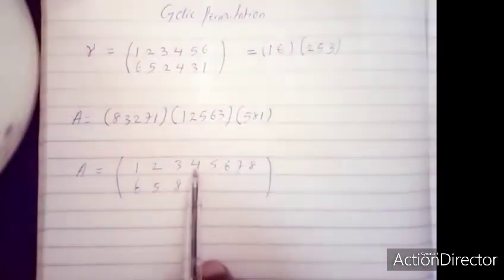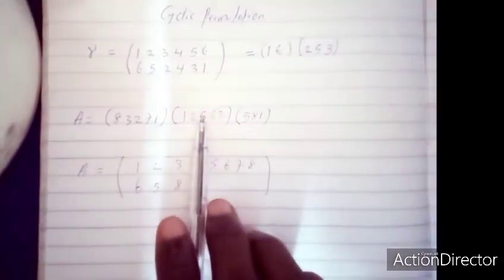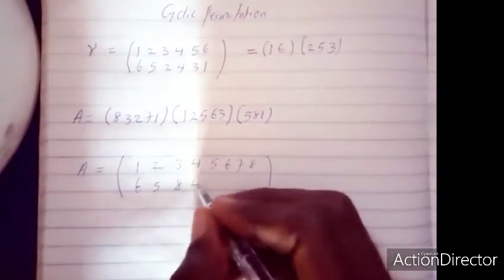8. Now look at this. For 4, do we have 4 in this bracket? No. Do we have 4 in this bracket? No. Do we have 4 in this bracket? No. That means 4 maps to itself, like I earlier explained.